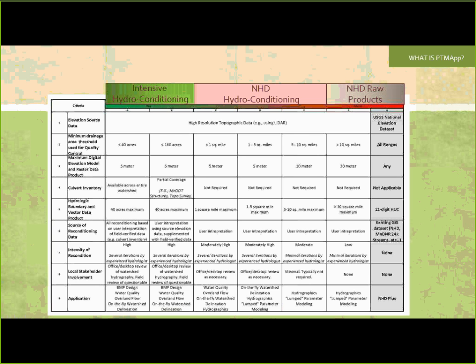So we've developed this matrix, or actually Mark and Houston did. This is actually a matrix of the various hydro conditionings that you can do. We focus in the Red River Basin on everything we do. We kind of try to push things over here. But PTMApp will use any conditioned DEM you have. It doesn't matter. Okay? But again, the conditioning is a result of what your business need is.